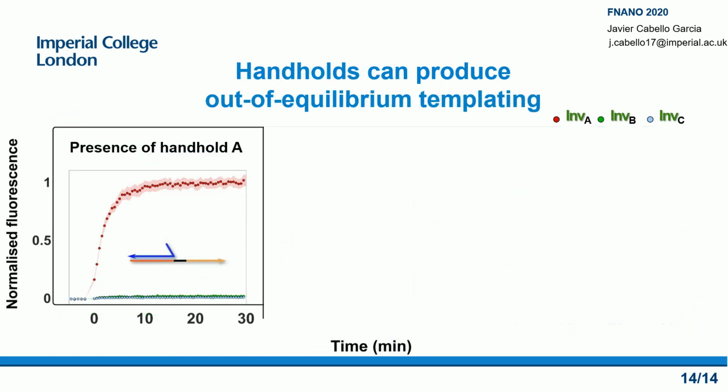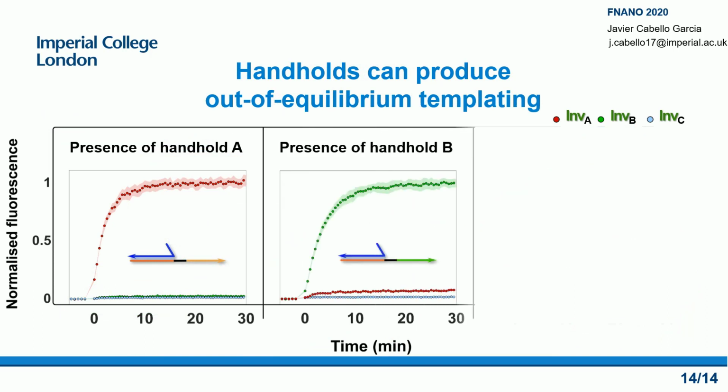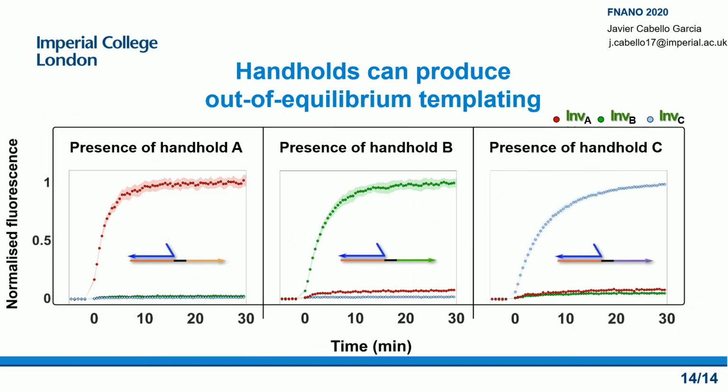And as expected, the presence of handhold A templates consumption of invader A, the presence of handhold B templates the consumption of invader B, and, surprise, the presence of handhold C templates the consumption of invader C, thus demonstrating that we can specifically template out of equilibrium a product that contains an arbitrary handhold sequence. This demonstration with a DNA dynamic network is a small sample of what biology implements at a greater scale in complex biological systems. So that's all.